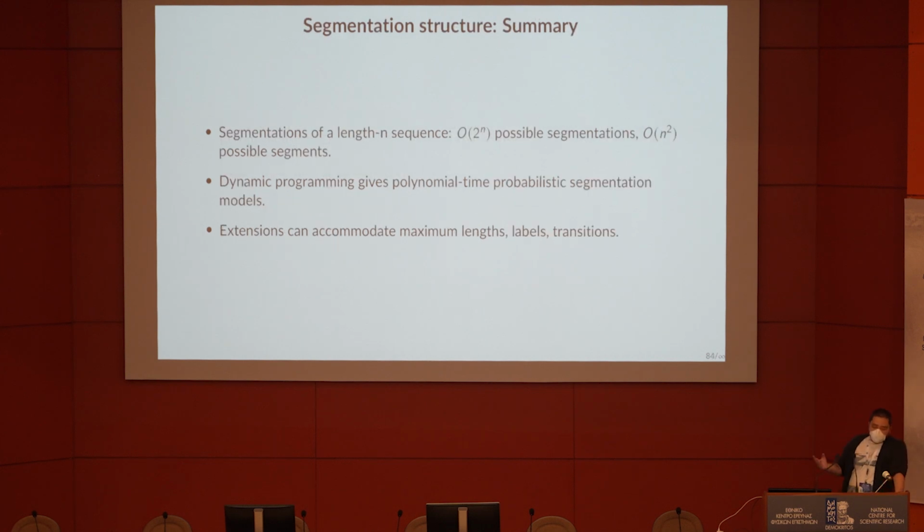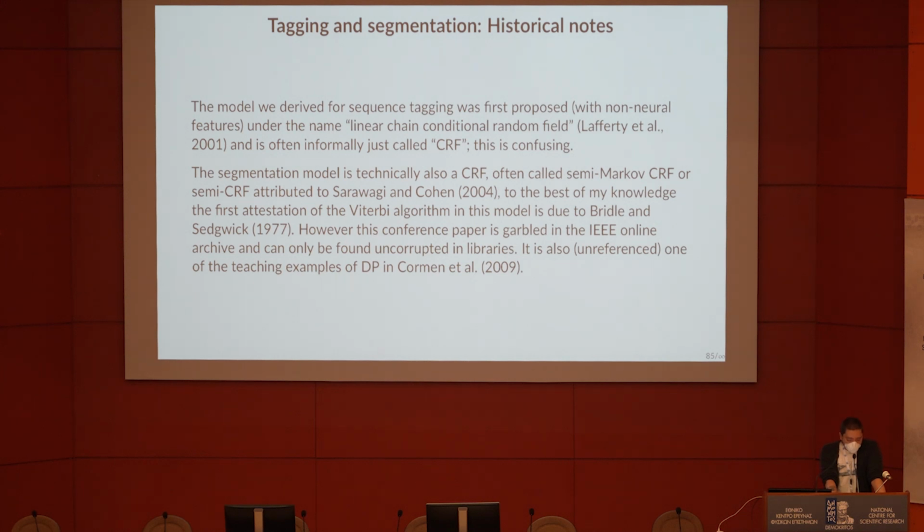Okay. The summary is we have on the order of 2 to the n possible segmentations, quadratically many segments. So dynamic programming lets us have efficient, so quadratic time classifiers, probabilistic models of segmentation. And we saw a few extensions of this stuff.